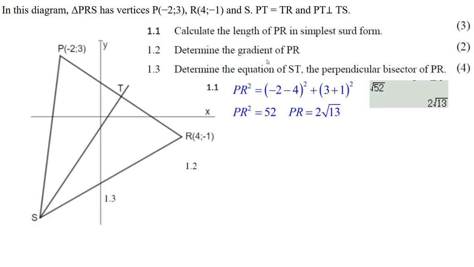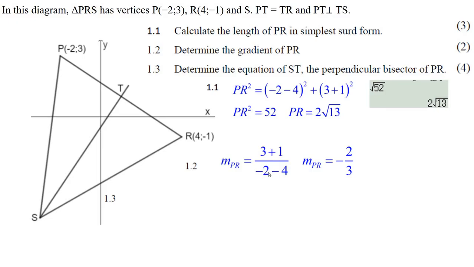Let's try the next one. The gradient of PR. Well, when I do this one, I better get a negative. And I've already done the work because I've got the change in x and the change in y. I just put the change in y over the change in x. I used the change in x and the change in y for the distance formula. You just use it for the gradient formula. Change in y over the change in x.